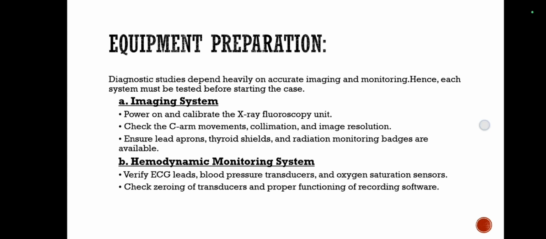And we have to check whether the lead aprons, thyroid shields, and radiation monitoring badges are there with the doctors and nurses, those who are performing the procedure. The next is the hemodynamic monitoring system. We have to see whether the ECG leads are placed properly and the BP cuff, and also we have to see the pulse oximeter, which is the oxygen saturation sensor. And then we have to check whether the transducer is zeroed before the procedure. If it is not zeroed, it will give some wrong calculation during the procedure. So we have to check it. And finally, we have to see proper functioning of recording software.